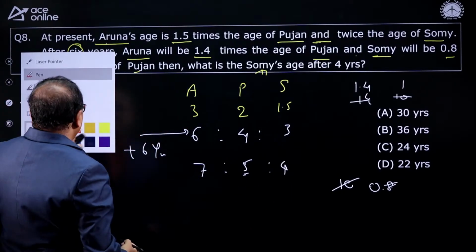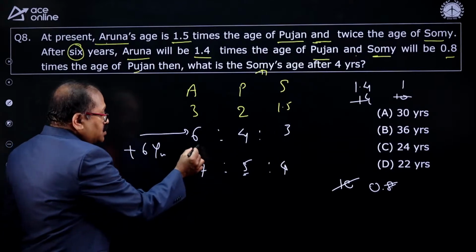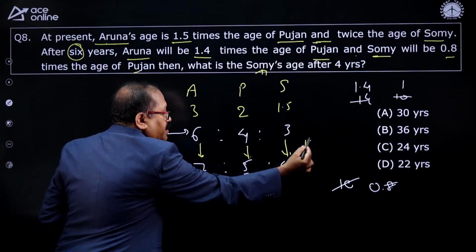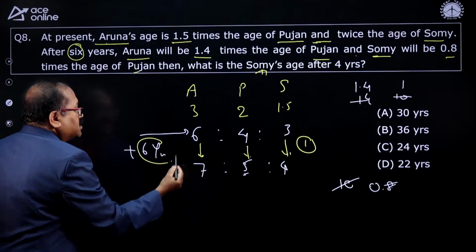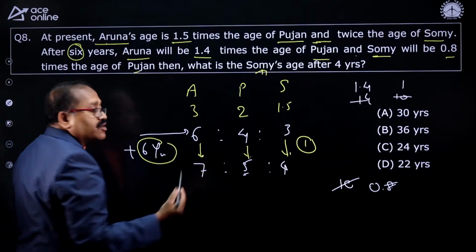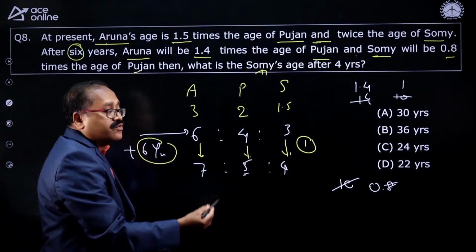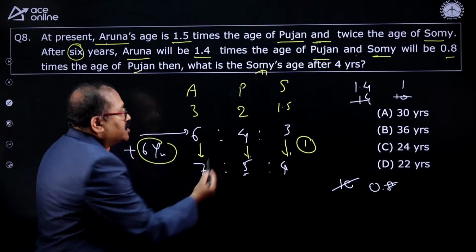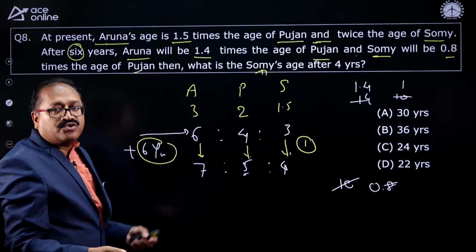Now we will use our short trick. Look at this one. From here to here, one part. From here to here, one part. From here to here, one part. One part represents 6 years. Then 6 parts, how many years? 4 parts, how many years? What is the sum of their ages? So that is 13 parts. What is the difference of their ages? We can find out everything.